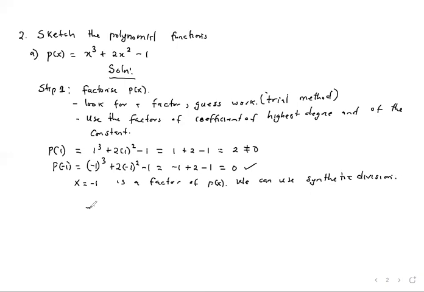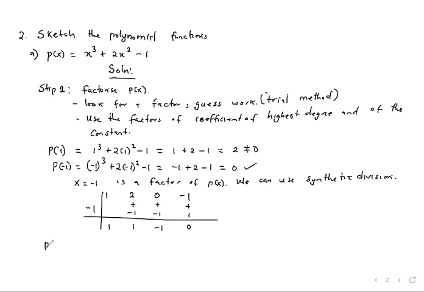So we get negative 1, go back to p(x) and get its coefficients: 1, 2, 0 for x, negative 1 the constant. Drop a 1, multiply, get negative 1, add, you get 1, multiply, get negative 1, add, you get negative 1, multiply, get 1, add, you get a 0. The remainder is 0, confirming to us that what we have used is indeed a factor.